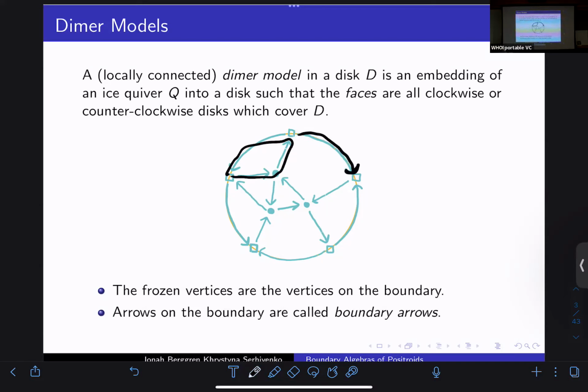The reason we're doing this is so that we can actually have our disk be the union of all our faces. So we call these arrows between frozen vertices boundary arrows, and we call the other ones internal arrows.